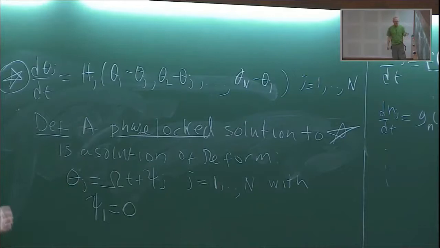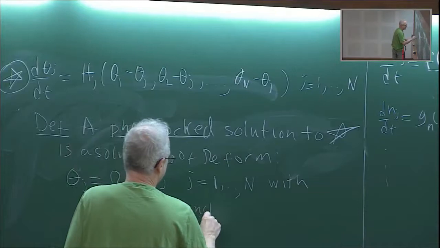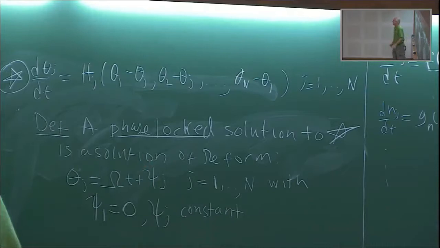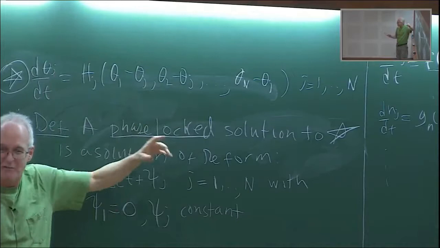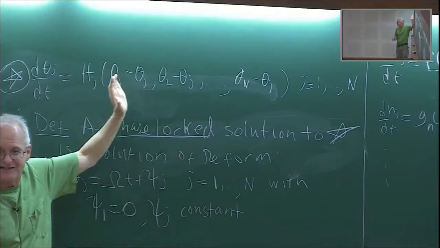So, and all the other psi sub j's constant. Okay? Now, why can I make psi 1 zero without loss of generality? You'll notice that every one of these just depends on the difference. Okay? So that's really all that matters. So without loss of generality, I could just subtract an arbitrary constant from everybody, and it won't change anything.